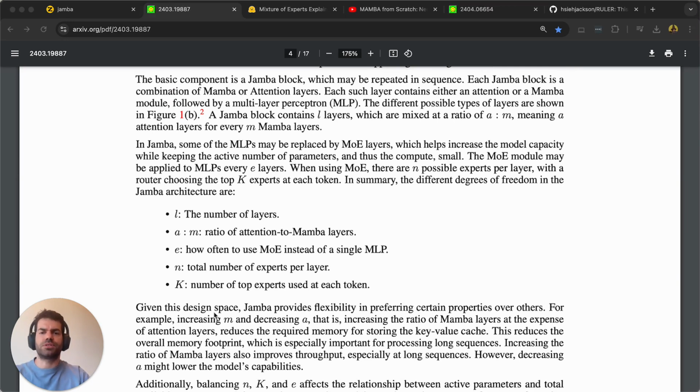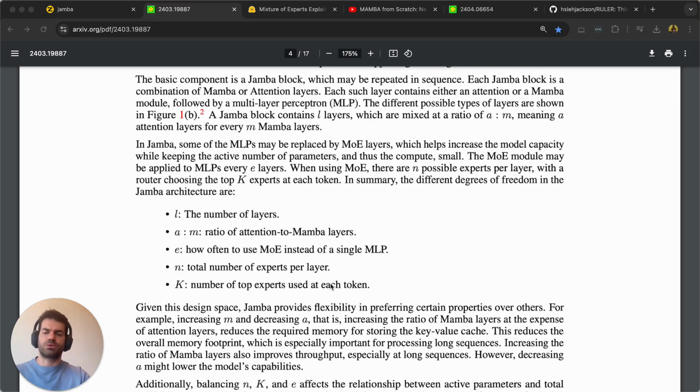E means how often to use MoE instead of a single MLP. This will not make the model faster; it will give the same inference time as if we're using a single MLP. The total parameters of the model will be larger, but the model will be much more capable. N is the total number of experts per layer, which enlarges the amount of experts. And K is the number of top experts used per token.